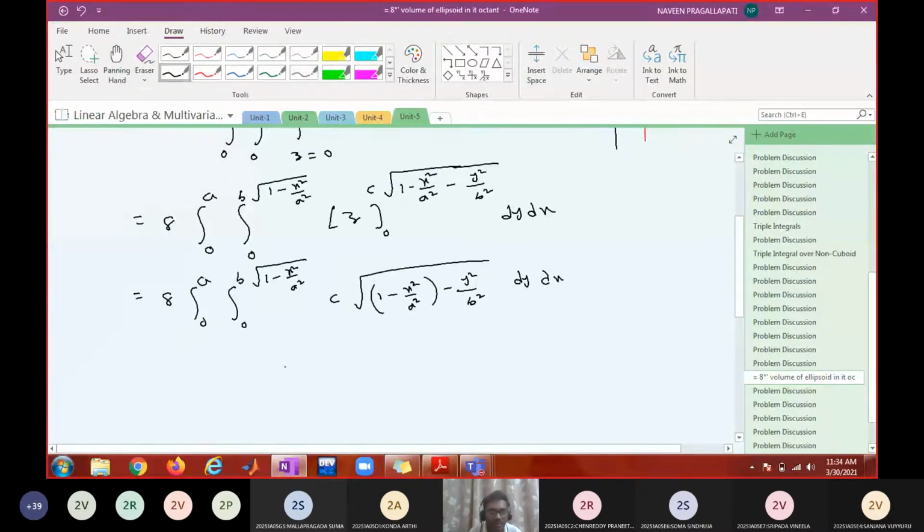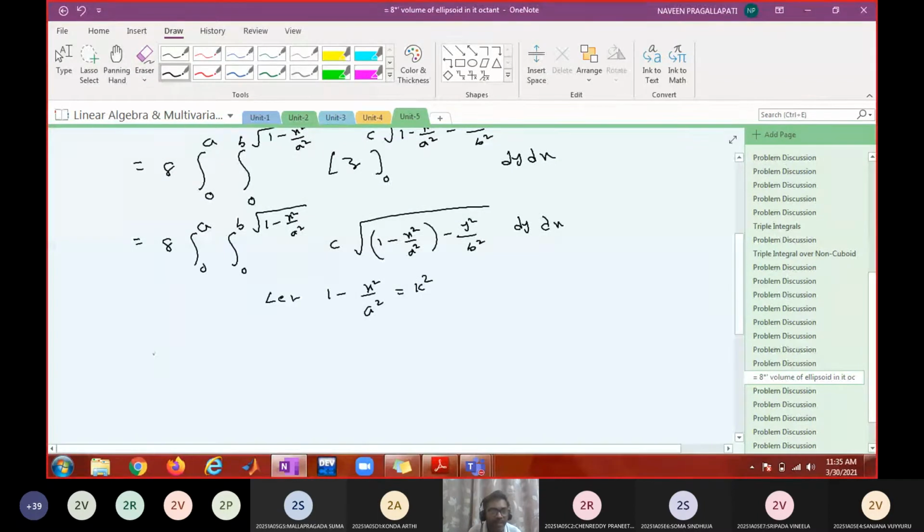Okay. So if I take 1 minus x square by a square as some k square, just because I am integrating with respect to y, this will be treated as a constant. So this entire thing is a constant. 1 minus x square by a square is k square, means what? Under root of k square will be k. Do you agree?